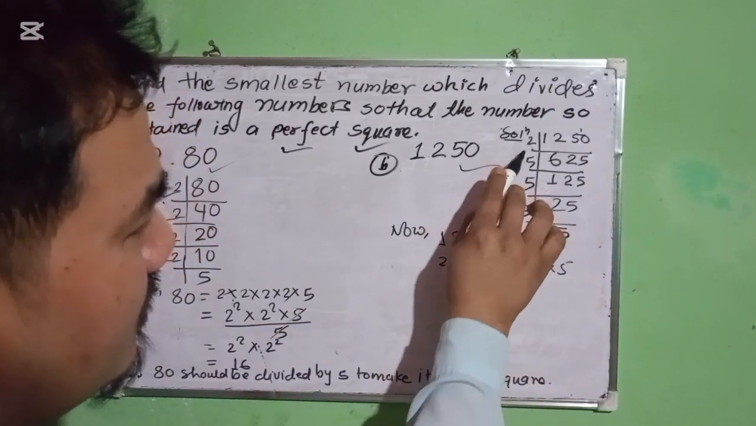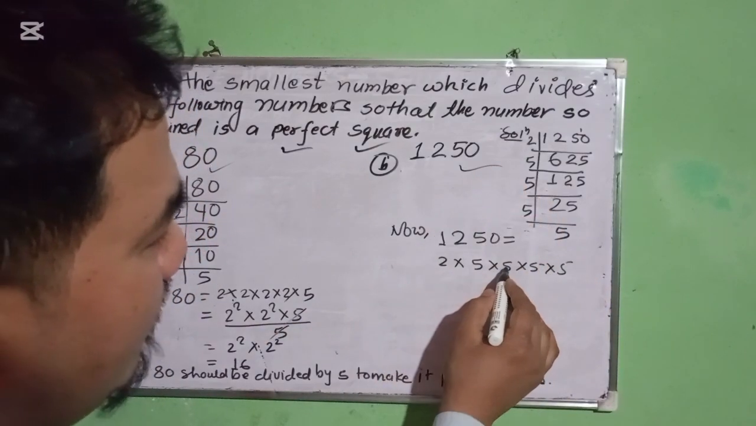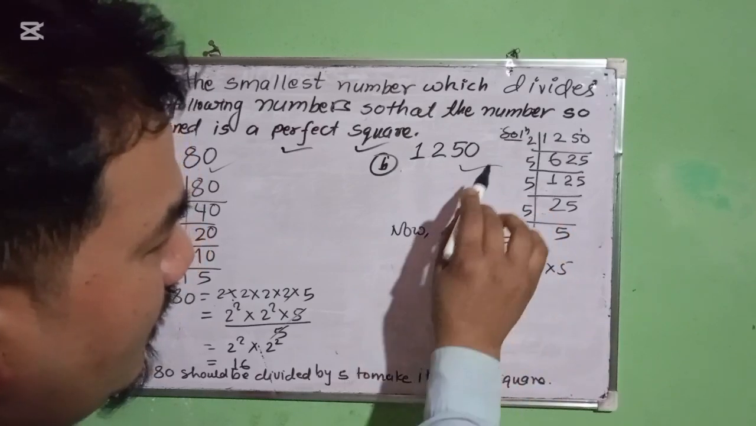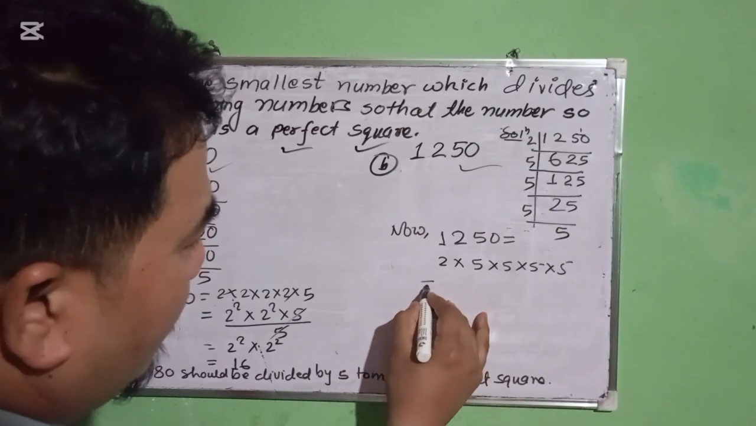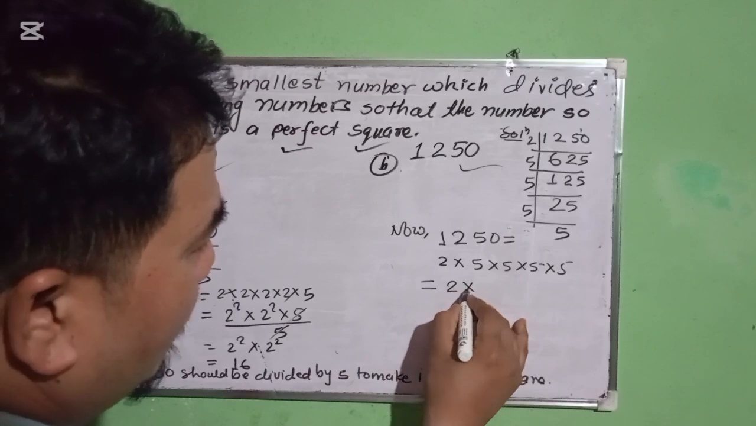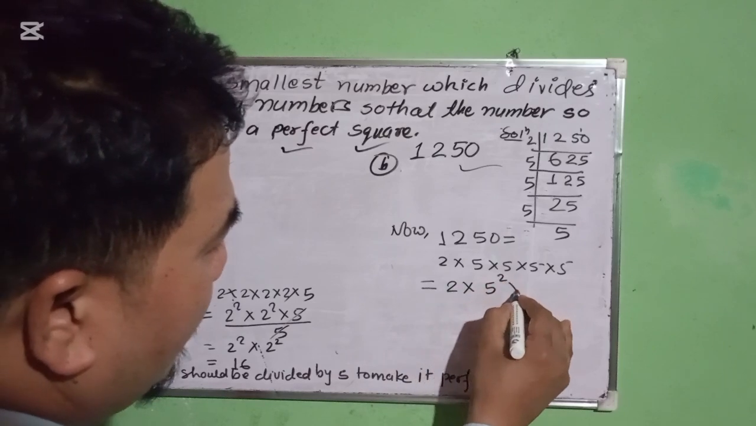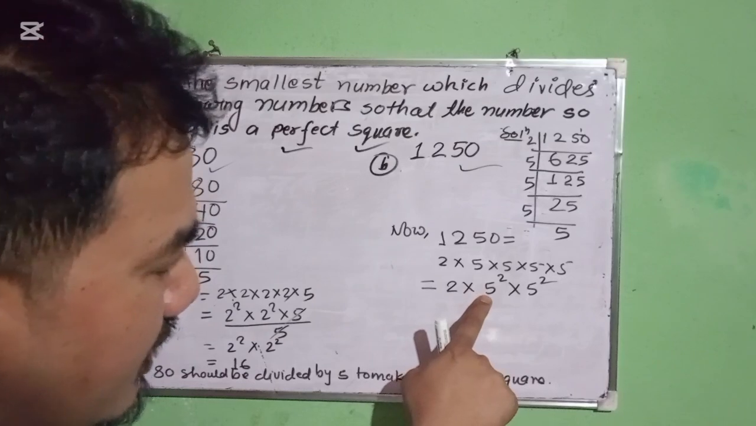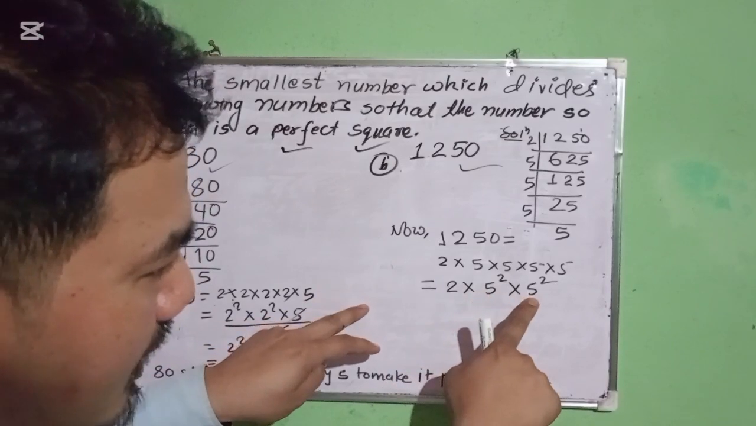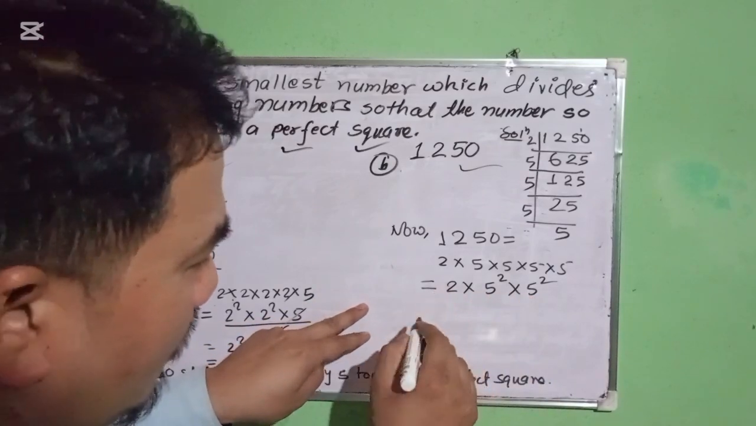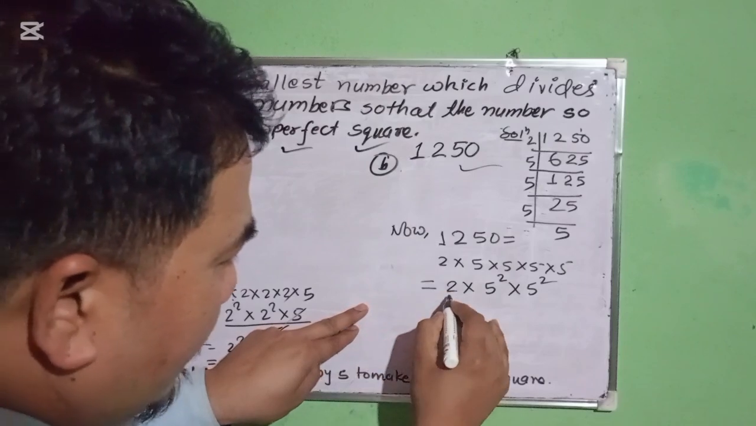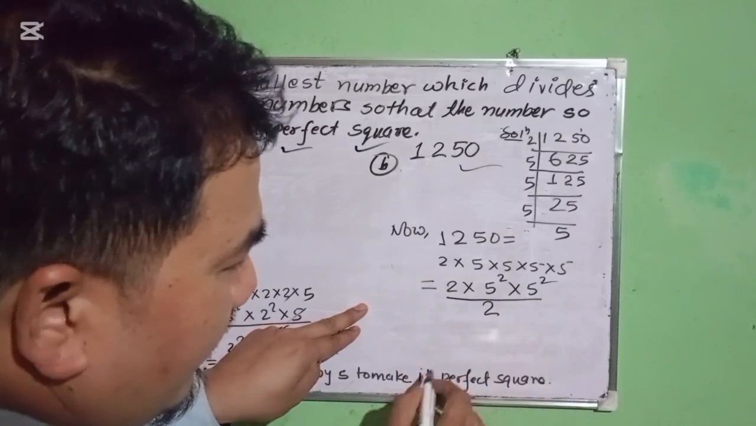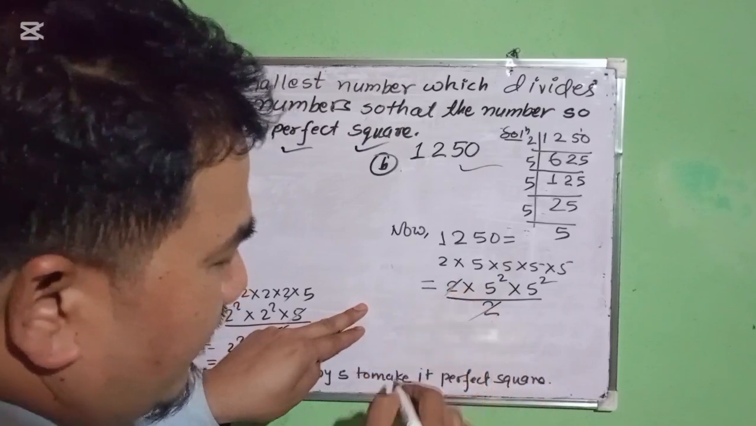Okay, this 2 only one, and 5 multiplied by 5, another 5, another 5. Okay, there are 5 4 times and only 1 time 2. Then we can write here 2 multiplied by 5 square multiplied by 5 square, and it is already in square. It is also already in square, but only remaining here 2, which has no square. That's why, if you divide by that, this 2 and this 2 will be cancelled.